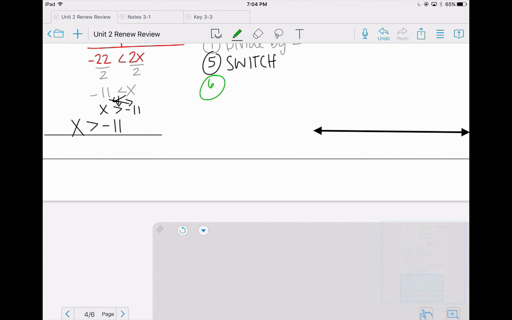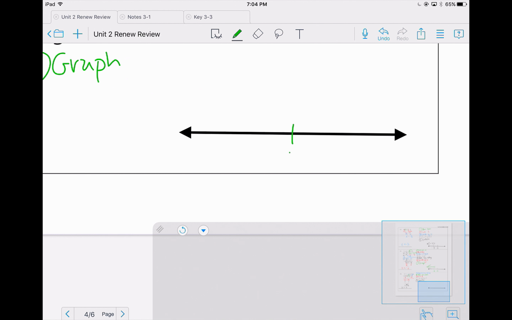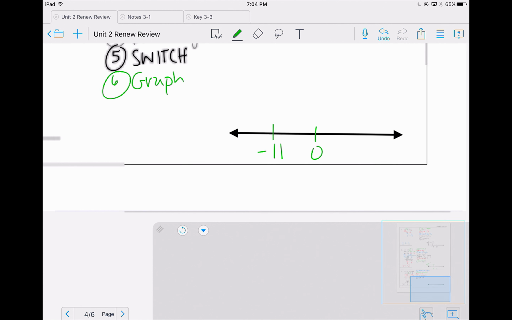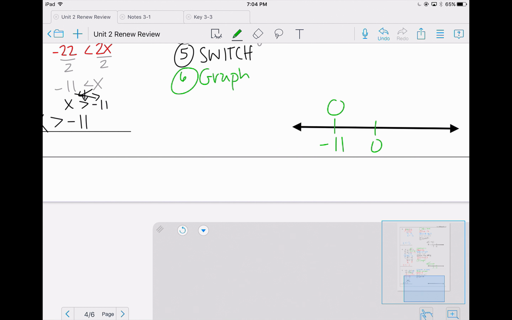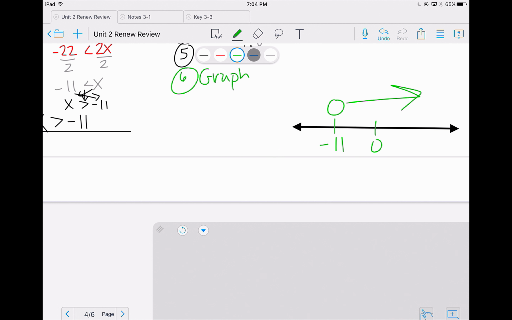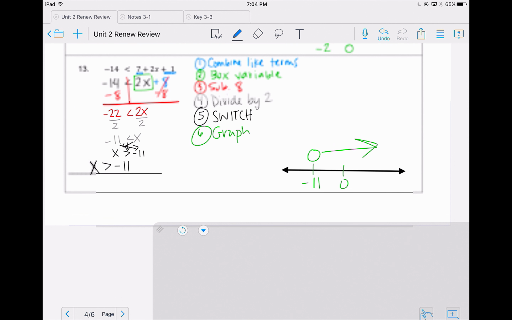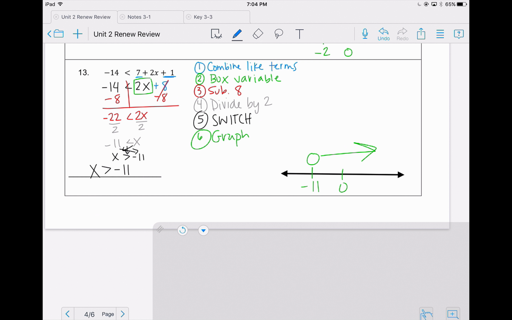So now I'm ready to graph. I have 0, negative 11 is on the left side. I'm going to have an open bubble because there's no line under the inequality, and greater than goes to the right. So this one has a lot of steps. We combine our like terms, box the variable, subtract 8, divide by 2, switch everything because the letter's on the wrong side, and then graph.